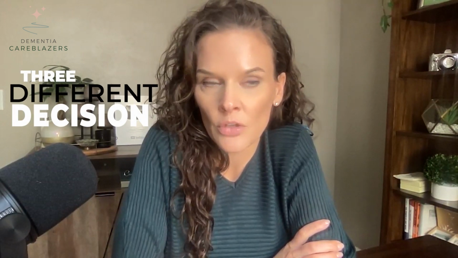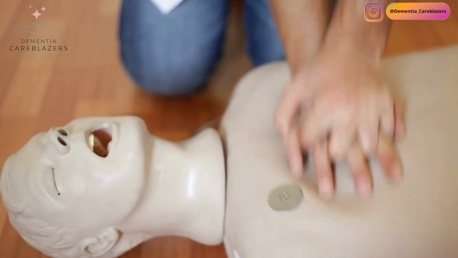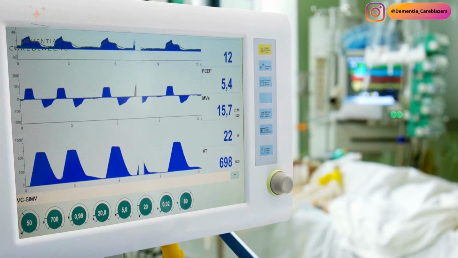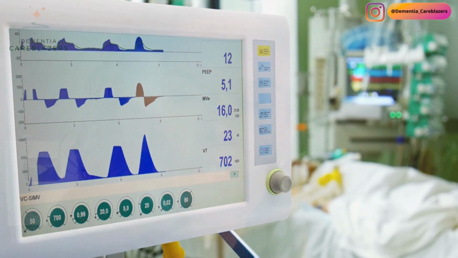Today, I want to talk about 3 different decisions that you will likely have to make about your loved one's end of life care. These decisions are often called life-sustaining treatments or LSTs. A life-sustaining treatment is any treatment designed to prolong life. Some specific examples include CPR, mechanical ventilation, basically when a machine breathes for you, and even certain surgeries.